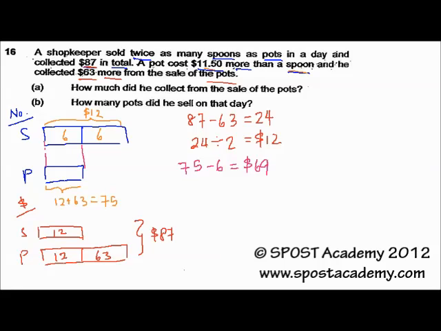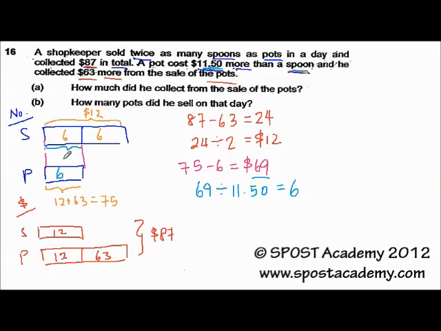So the next keyword that we know is the pot costs $11.50 more than a spoon. So to find how many pots and spoons are there in 1 unit, I just need to use $69 divided by $11.50, because the pot is costing $11.50 more than 1 spoon, and for the same number, he's collecting $69 more for the pot than the spoon. And I will get 6. That is to say, every unit represents 6.